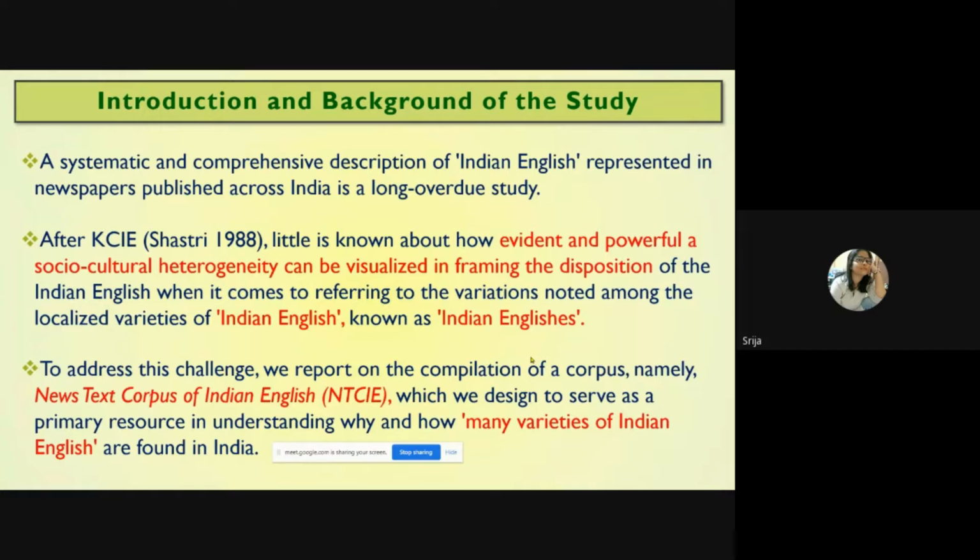Okay. To address this challenge, as mentioned in point number 2, we report on the compilation of a corpus, namely News Text Corpus of Indian English, NTCIE, which we designed to serve as a primary resource in understanding why and how the many varieties of Indian English are found in India.